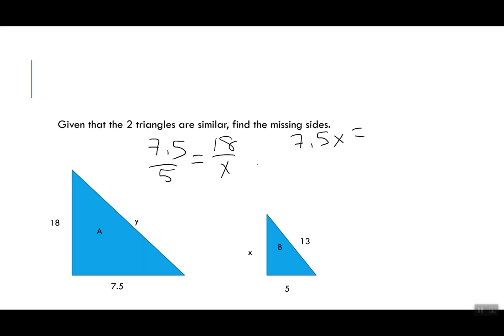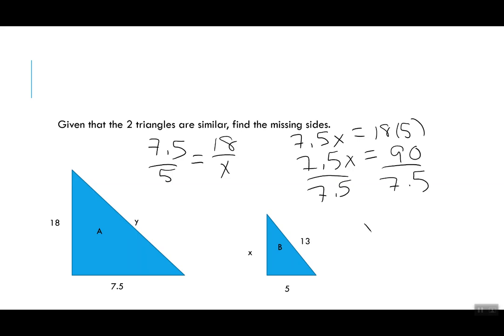So I have 7.5 times x, and then I have 18 times 5. This says 7.5 times x is equal to 90. I just want to divide by 7.5 to get x. So I have here x is equal to 12.